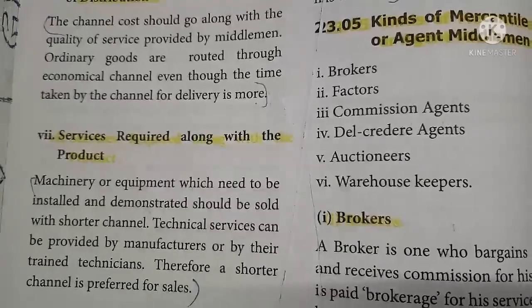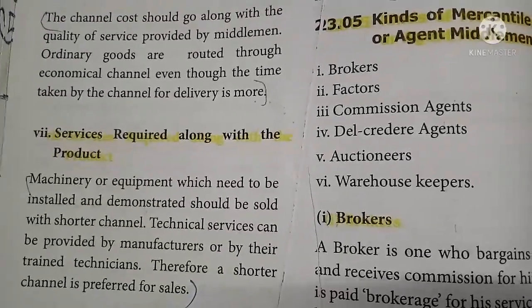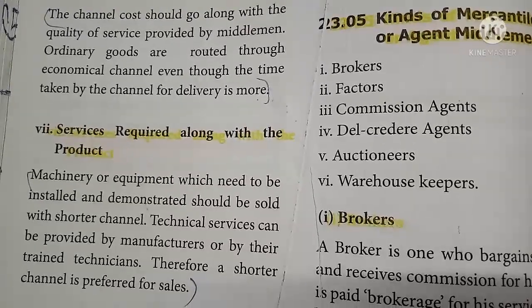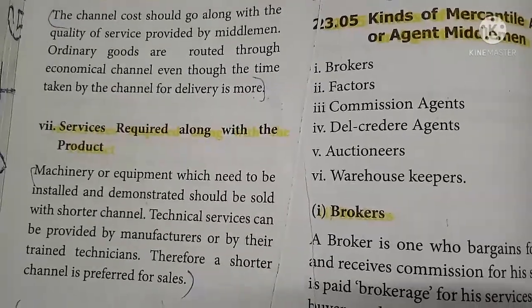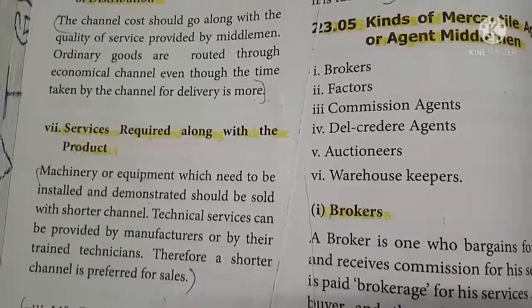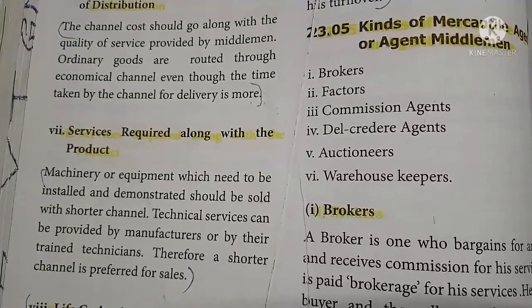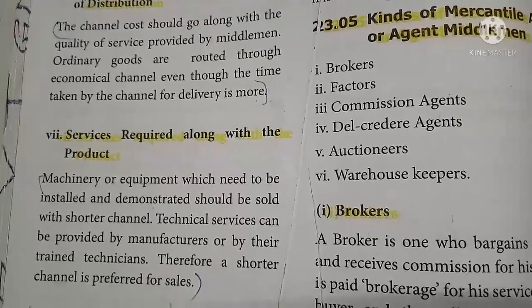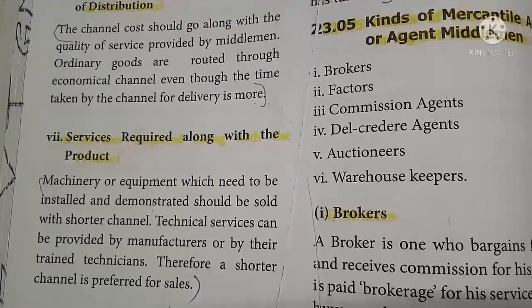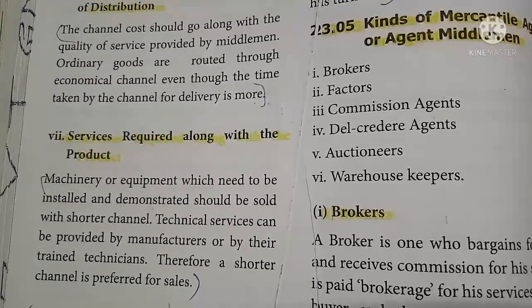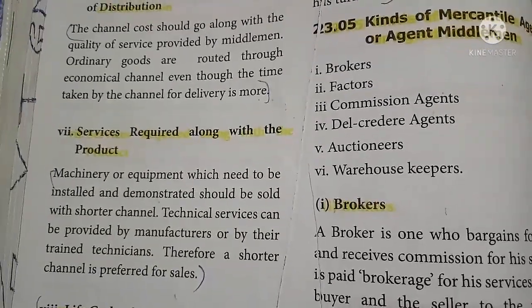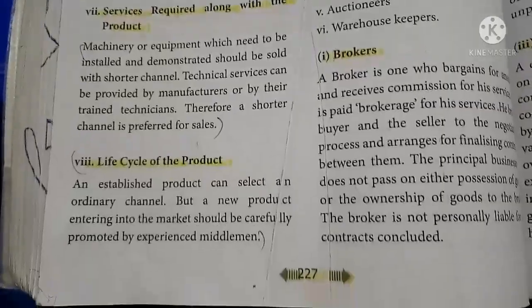Sales services required along with the product, that is, services required along with the product. Machinery or equipment which needs to be installed and demonstrated should be sold through a shorter channel. Technical services can be provided by manufacturers or by their trained technicians. Therefore, a shorter channel is preferred for sale.